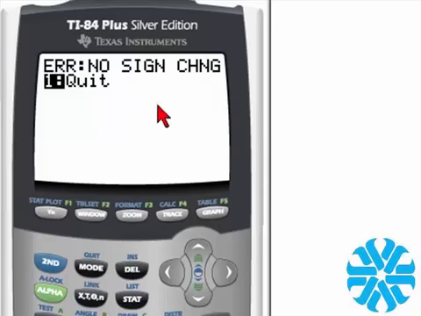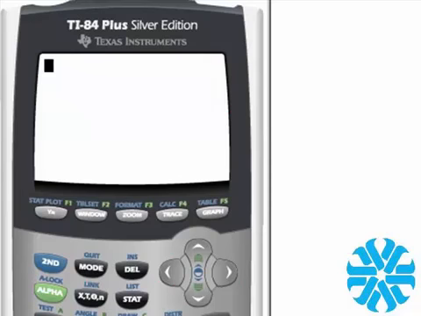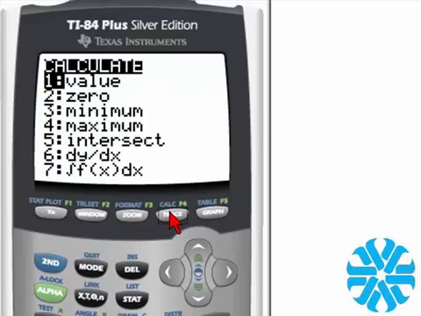The calculator needs to see a sign change, and if you do not put in the correct left and right bound, then you will get this error. So we can just quit out of it by selecting enter, and then of course we would start over: second calc, and then go to number 2, 0. Alright, so let's go to example number 2.